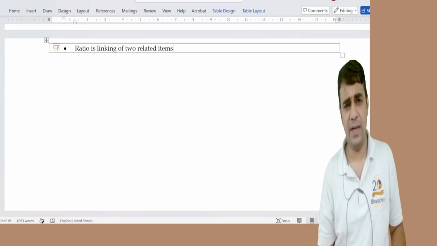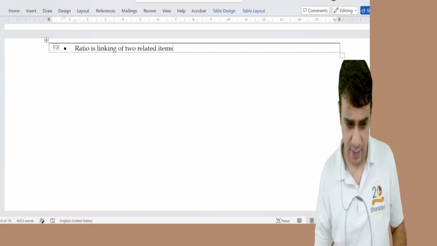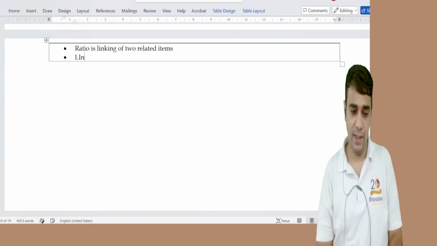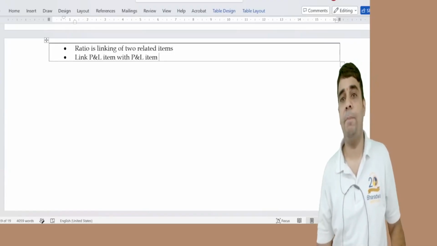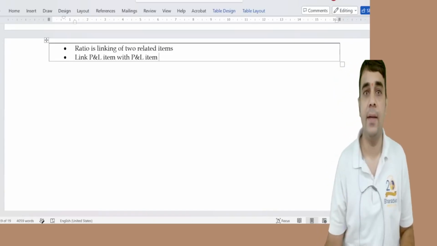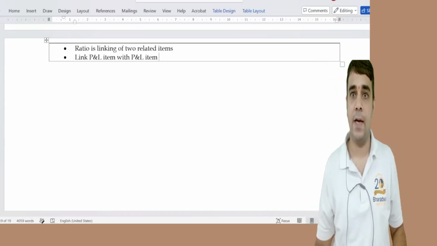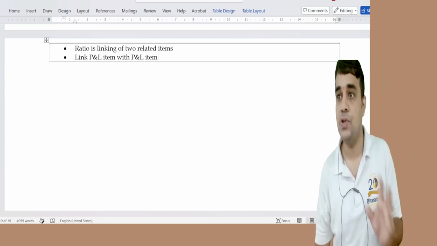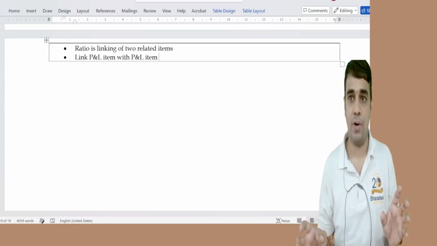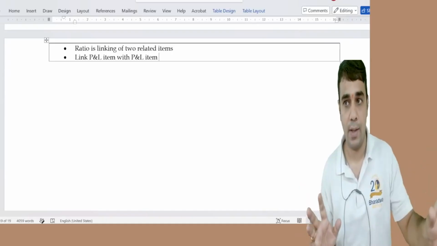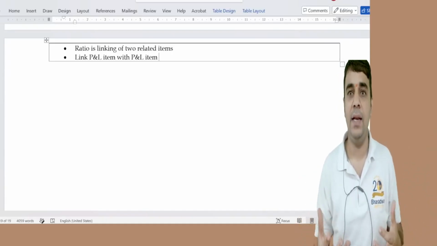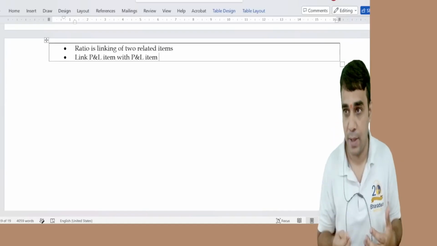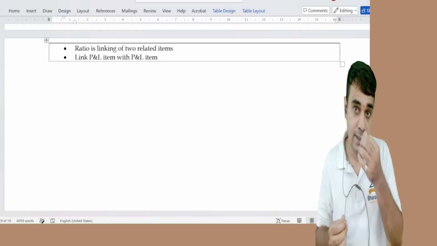Similarly, when it comes to our financial statements, we will link P and L item, P and L item. There could be a P and L item and another P and L item. For example, raw material consumed, administration cost. I don't see any linkage. Raw material consumed and administration cost, both are P and L items, but I don't find any linkage between the two. I may not measure them. Then what can be the linked item?